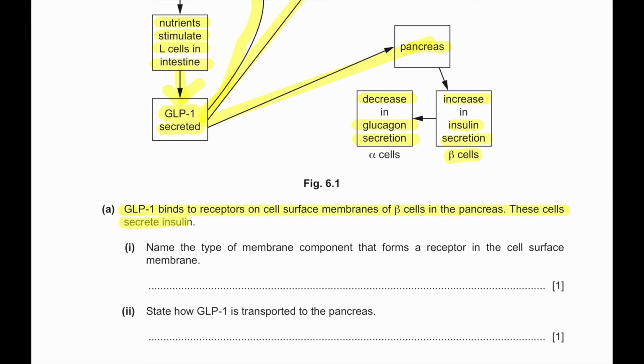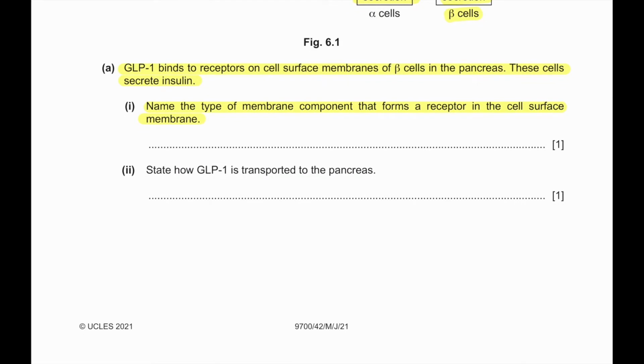These cells secrete insulin. Name the type of membrane component that forms a receptor in the cell surface membrane. We know that glycoprotein and glycolipid form receptors, so it will be either glycoprotein or glycolipid. State how GLP-1 is transported to the pancreas. Well, GLP-1 is released in blood, so it will be transported through the blood.